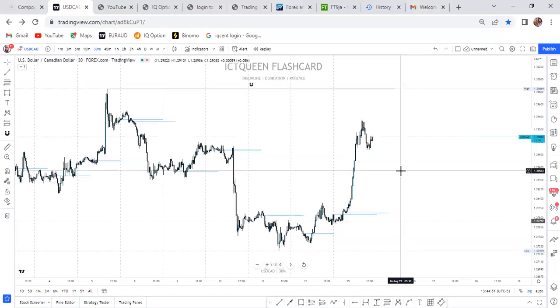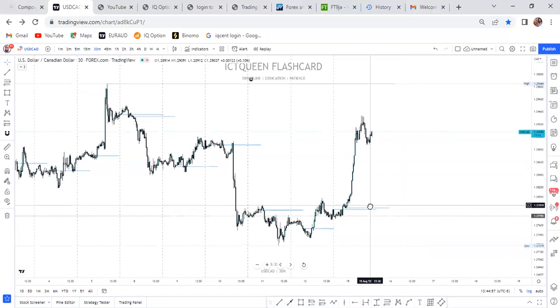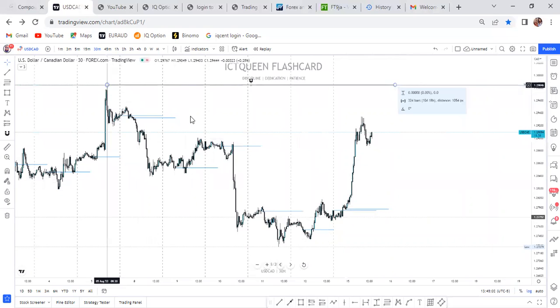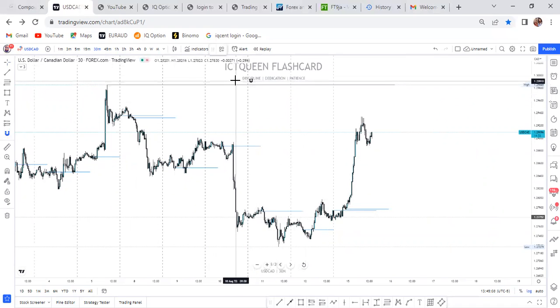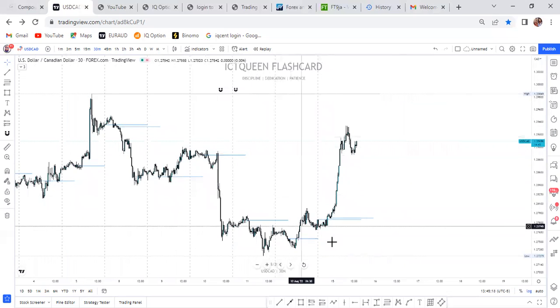I'll start by showing you on my screen, I have the USD card. On this USD card, we can clearly see a market maker buy model. The targets for this particular trade will be this high, where we have the magnet, where we have the resting liquidity above that high. We are currently at the buy curve of the USD card.